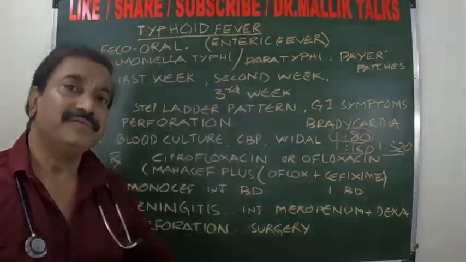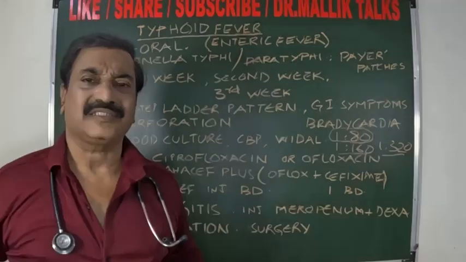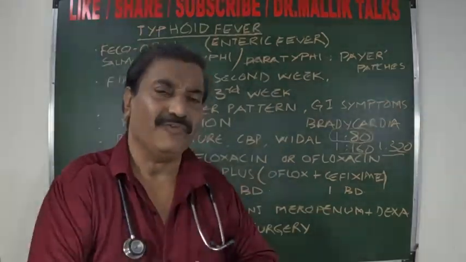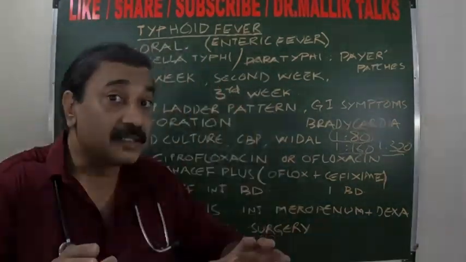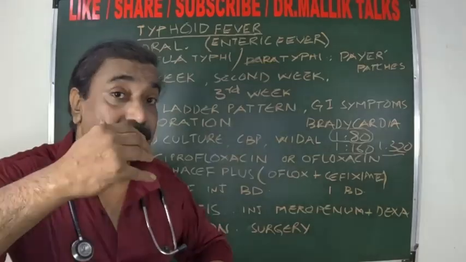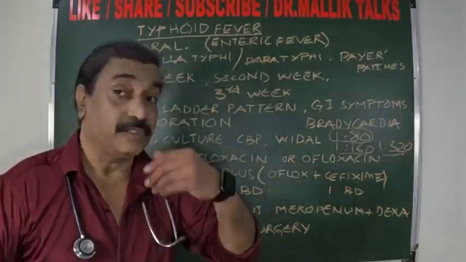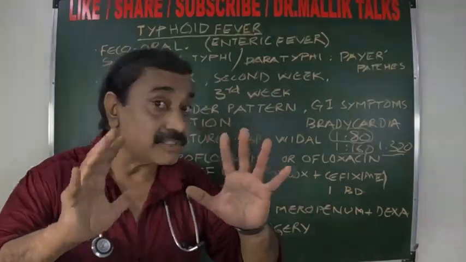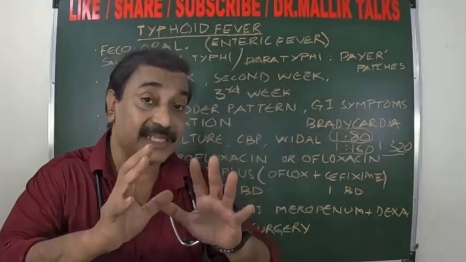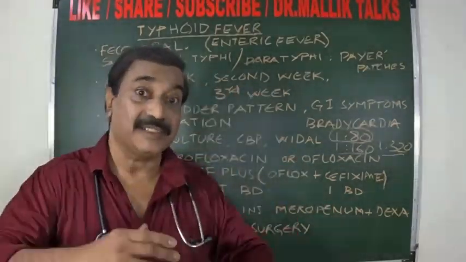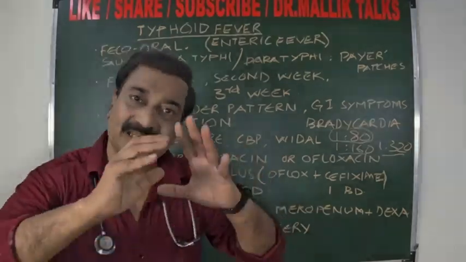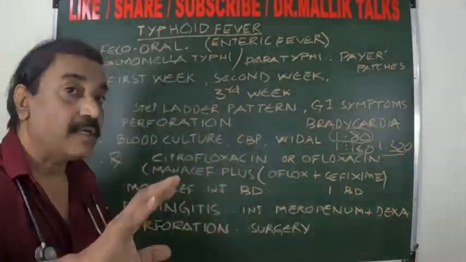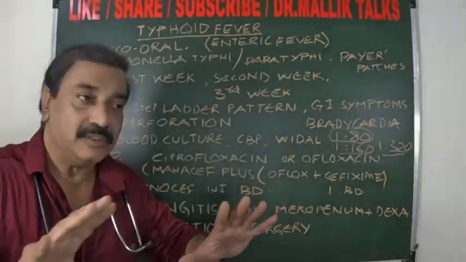And sometimes, rarely, I have not seen many cases, maybe 1 or 2, the typhoid organism crosses the blood-brain barrier. It can cause meningitis, and the patient can present with meningitis symptoms like vomitings, neck stiffness, etc. Then you cannot just ignore it and wait.